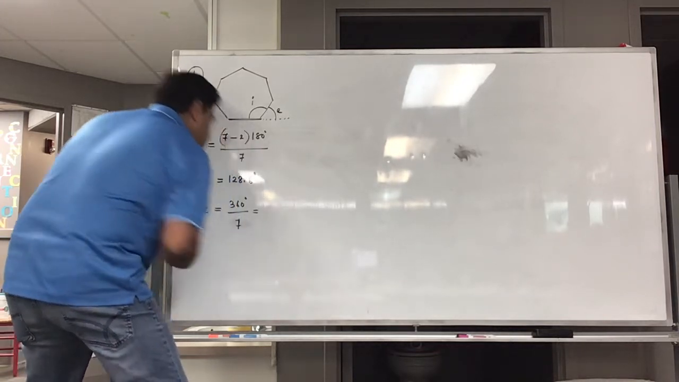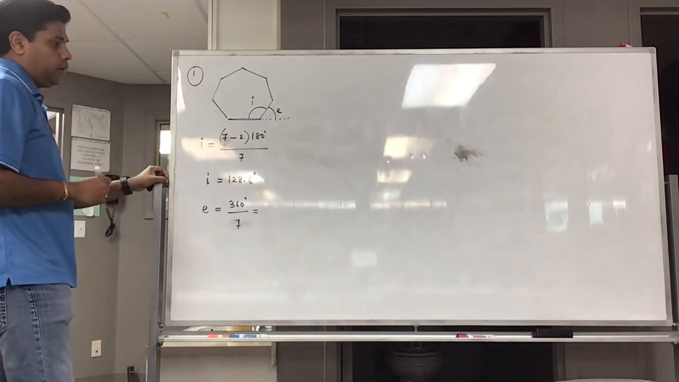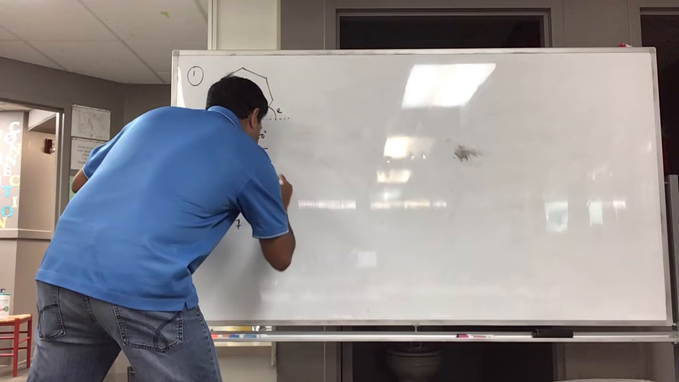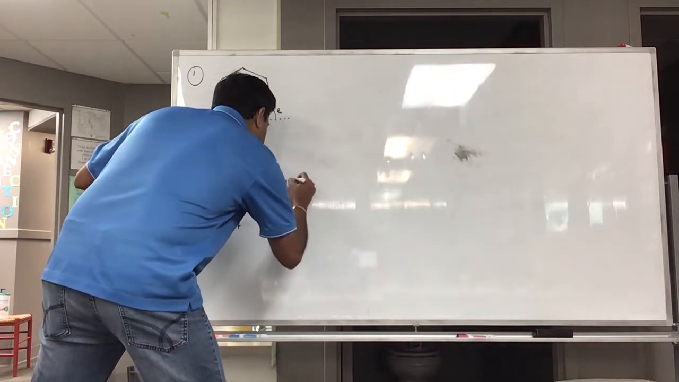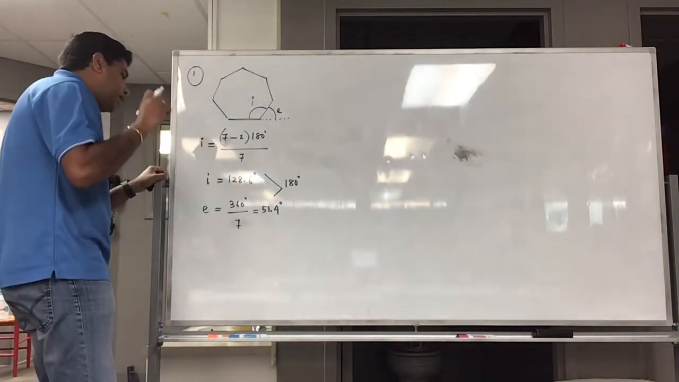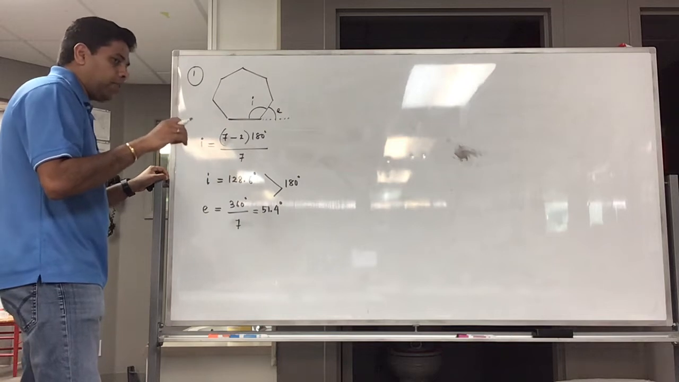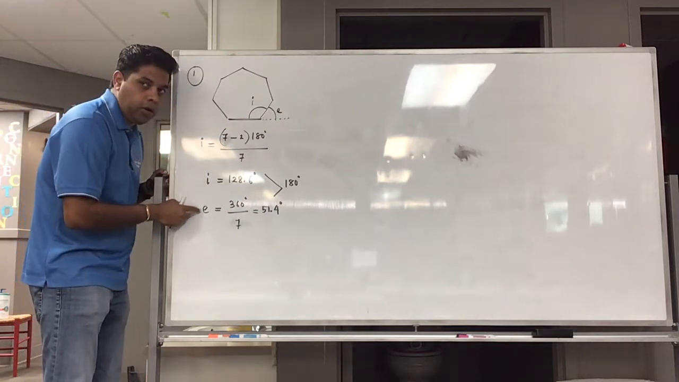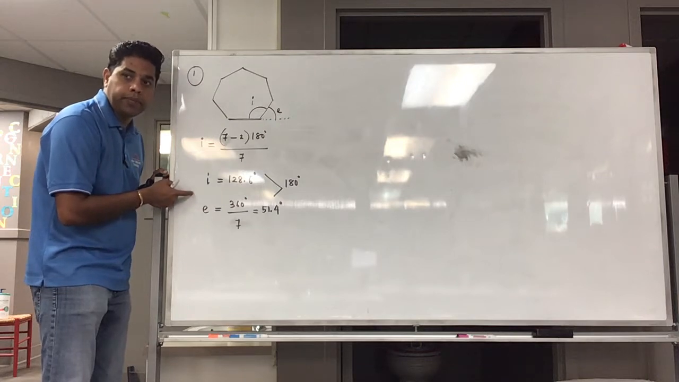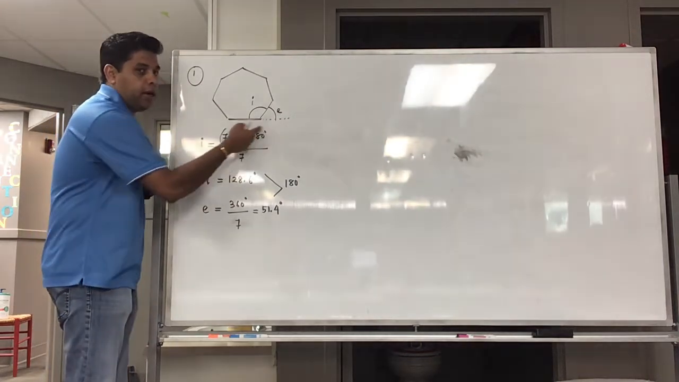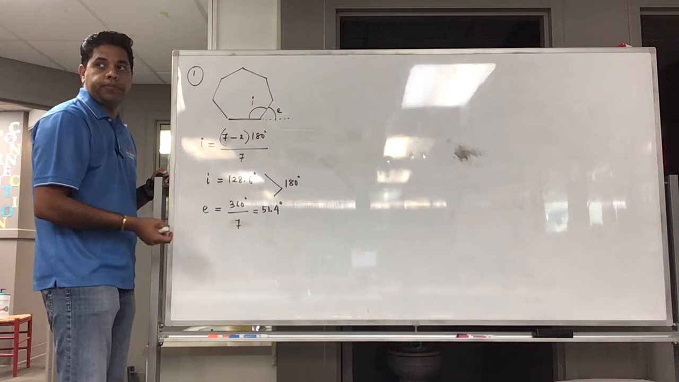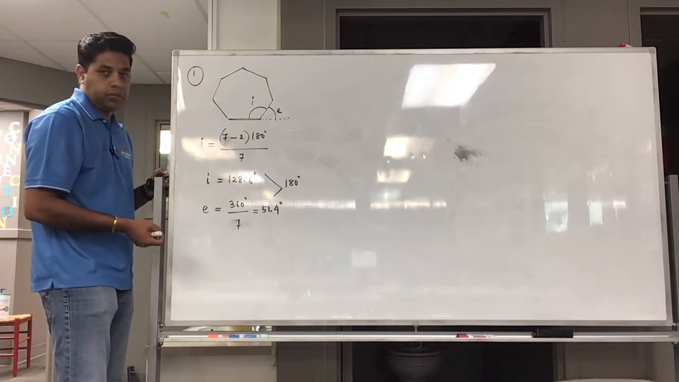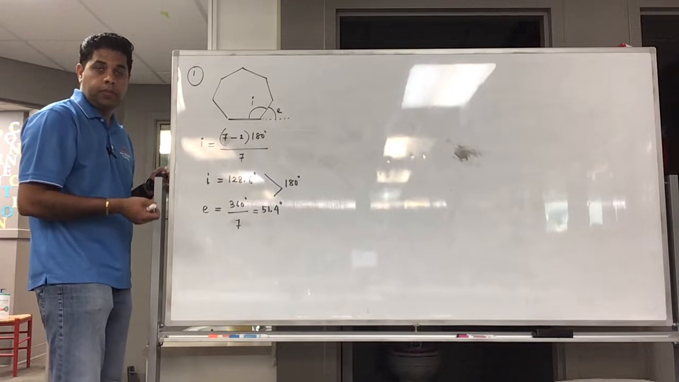What do you guys got? 51.4. And they add up to 180 degrees. So if you have a convex regular polygon, the sum of the interior and the exterior always adds up to 180, because you can see it's a straight line here. Make sense? That's good?